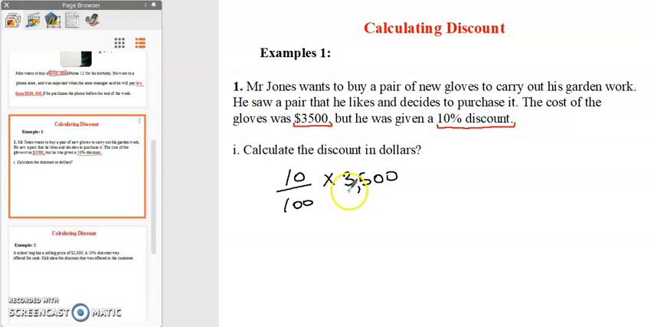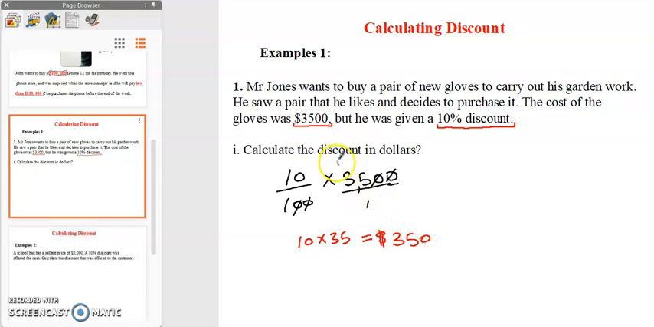And you can calculate this by putting this over a 1. So in this case, we can cancel some zeros here, so that and this, right? So we're left with 10 times 35, and this would give us in dollars $350.